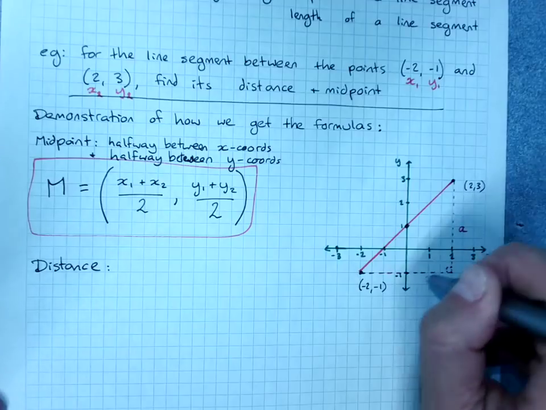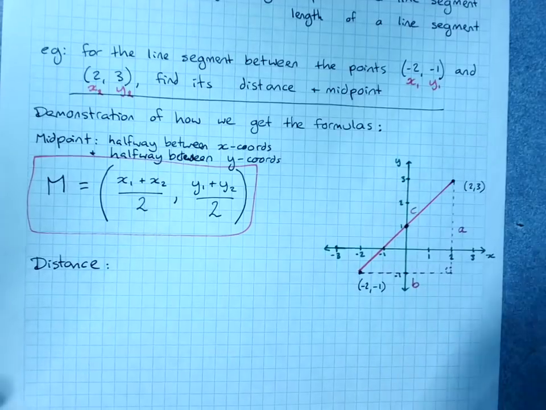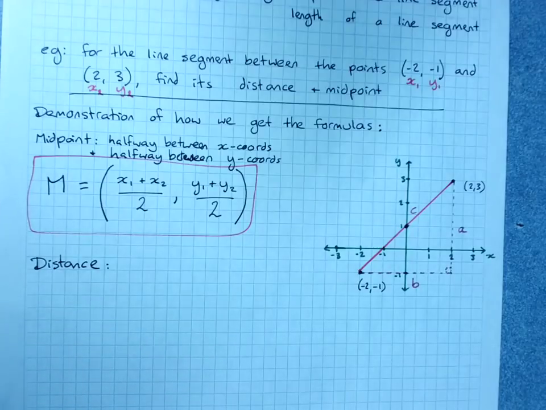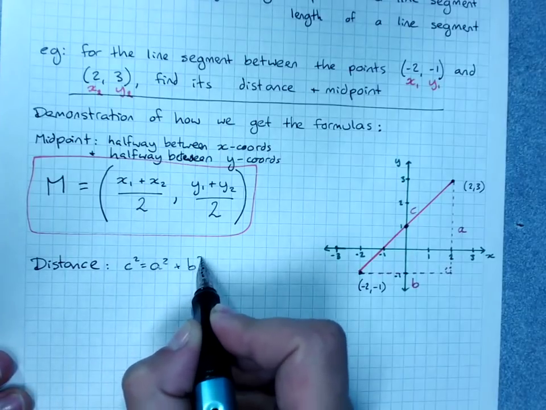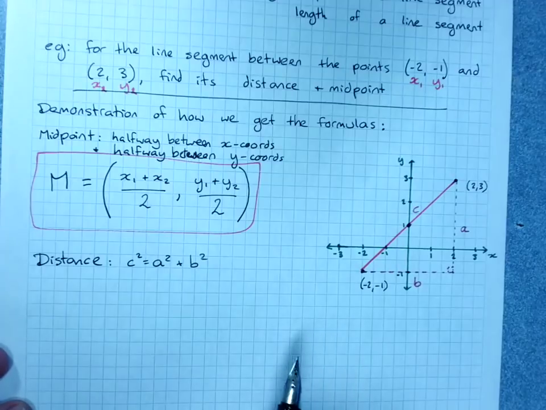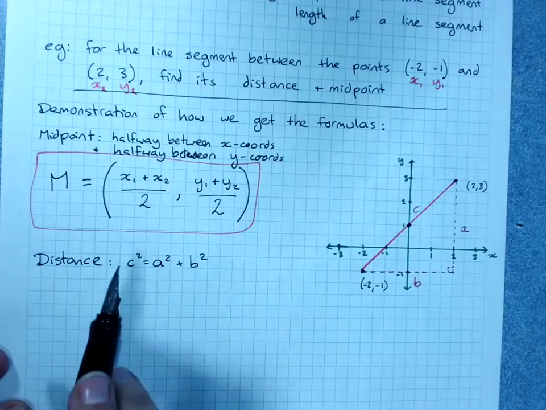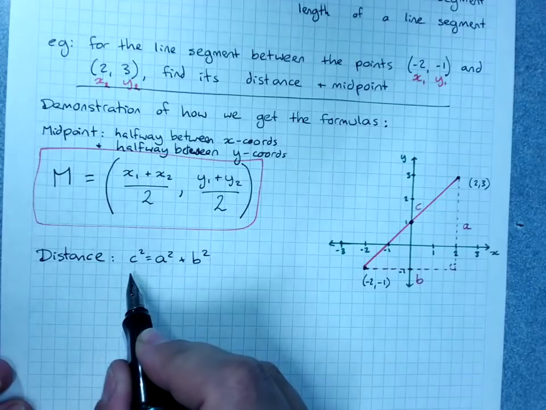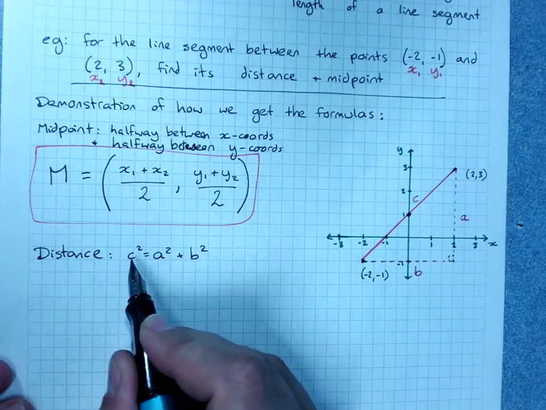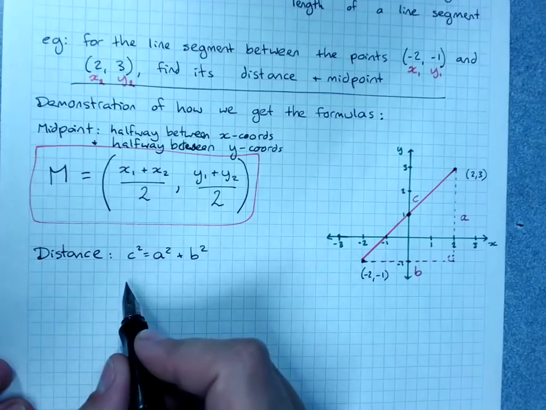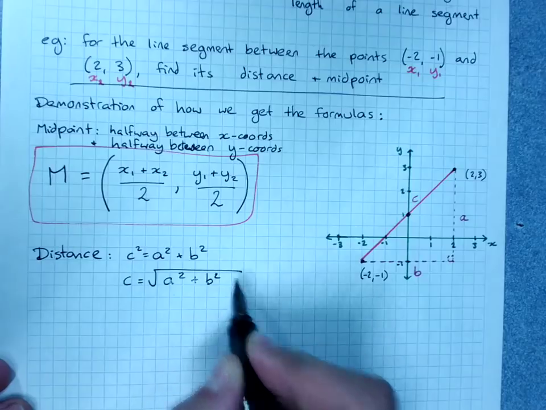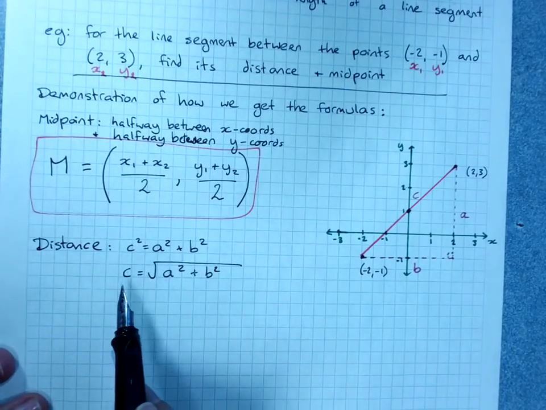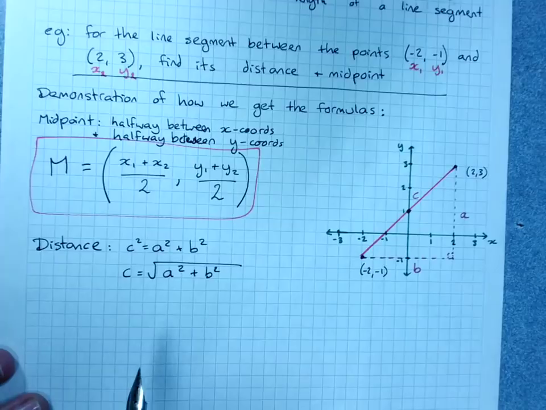And if I want to find the hypotenuse of a right-angled triangle, I use Pythagoras. If my short sides are A and B, and my long side is C, then C squared is A squared plus B squared. Now, we'd really like just a formula for finding C, the distance. So we square root both sides. C is the square root of A squared plus B squared. That just gives us a formula of Pythagoras in terms of C instead of C squared.